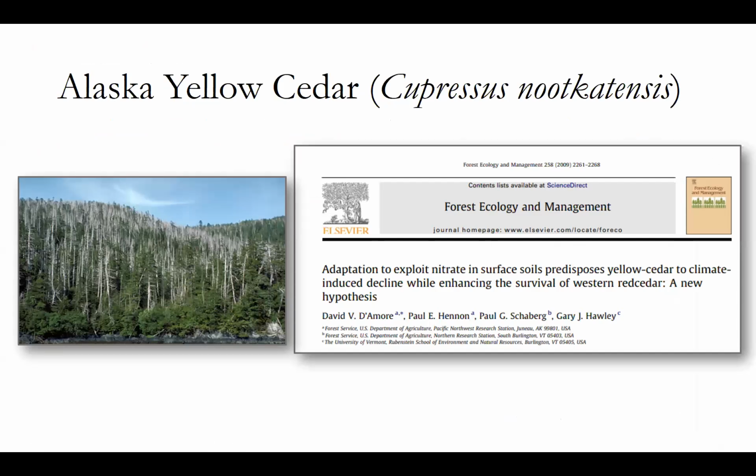So let's take a look at the case of another Cupressaceae species, Alaska yellow cedar. This species is believed to have been on the decline for more than 75 years in Southeast Alaska and British Columbia. Drought and lack of snowpack have been related to the decline, but this interesting hypothesis for the decline shows that the specific causes may be more complex.